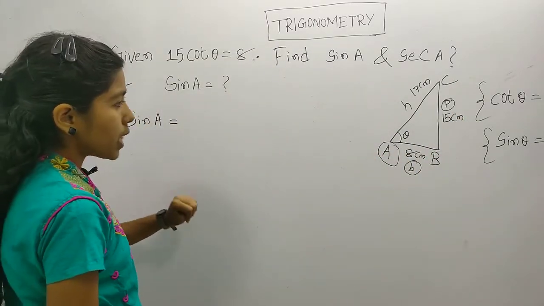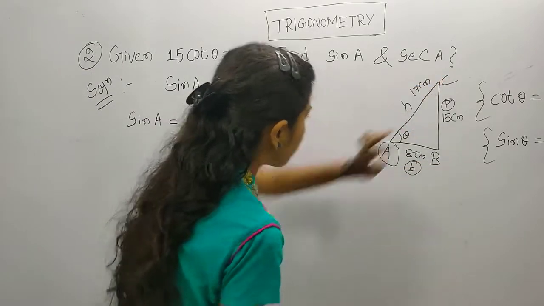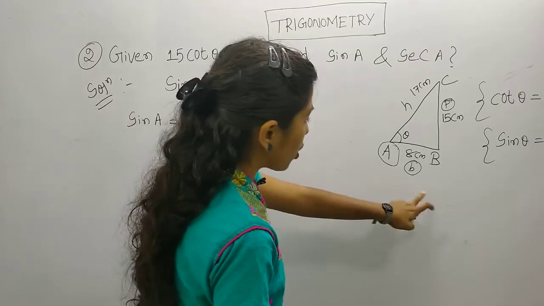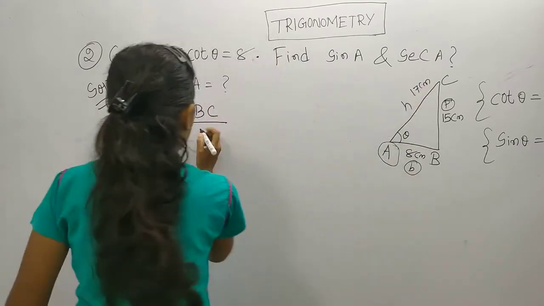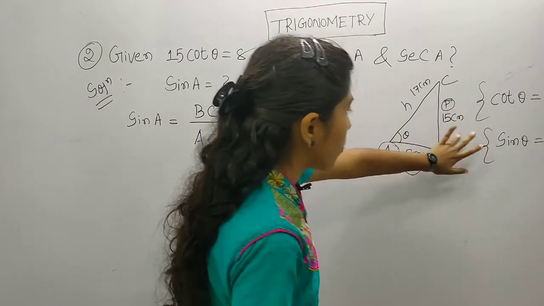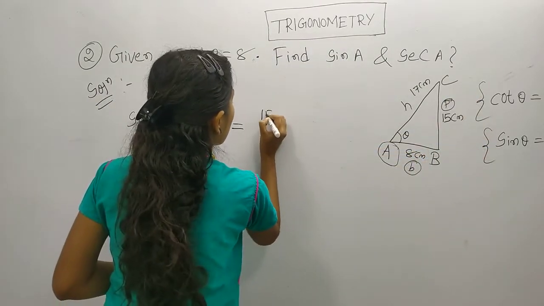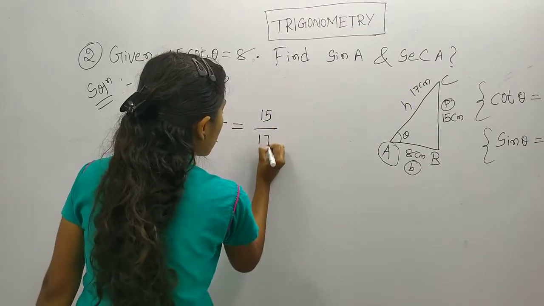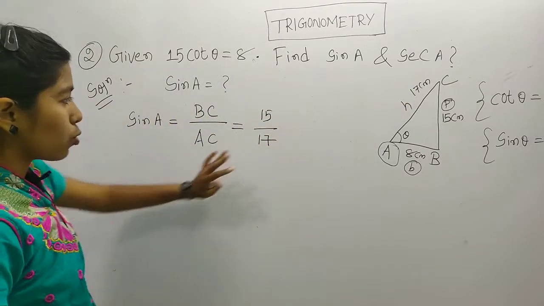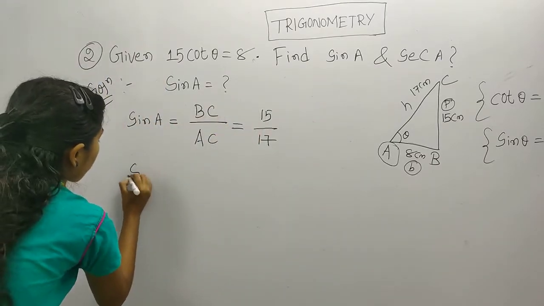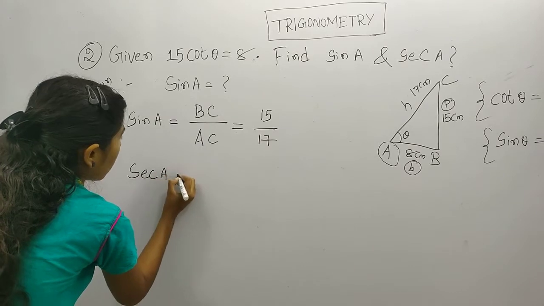Now we have to see sin A equals perpendicular, meaning BC, by hypotenuse, our AC. BC is our 15 cm, and AC is 17. So 15 by 17. So sin A equals 15 by 17. Next, move to sec A.